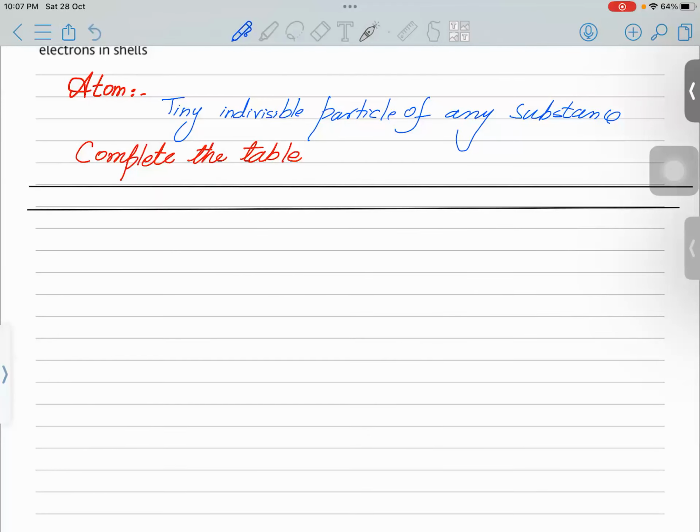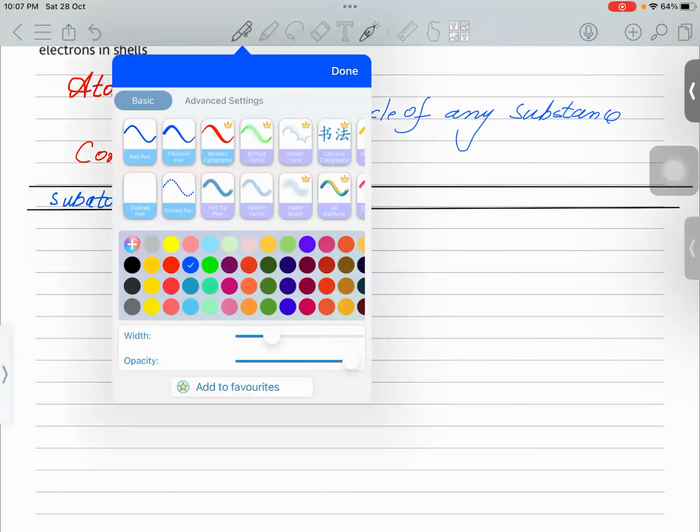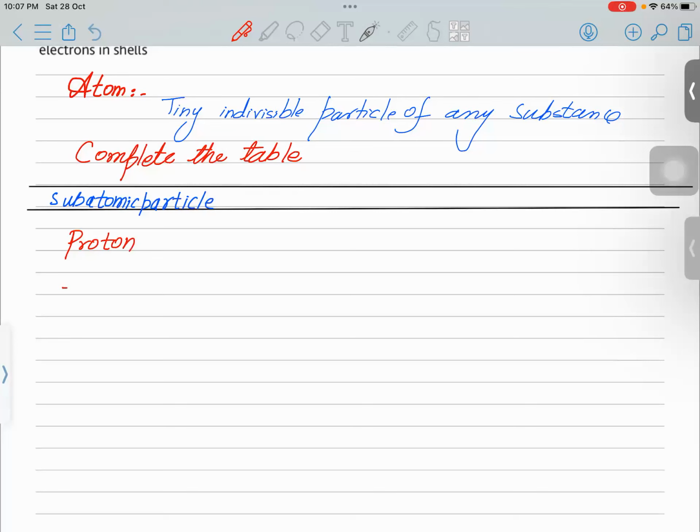So first is subatomic particle. Subatomic particle means proton, electron, neutron.